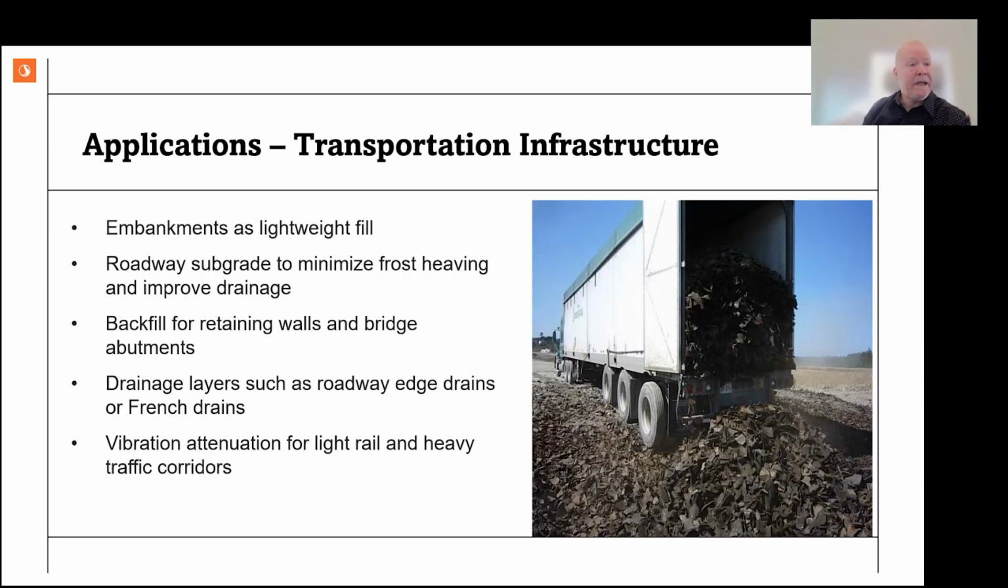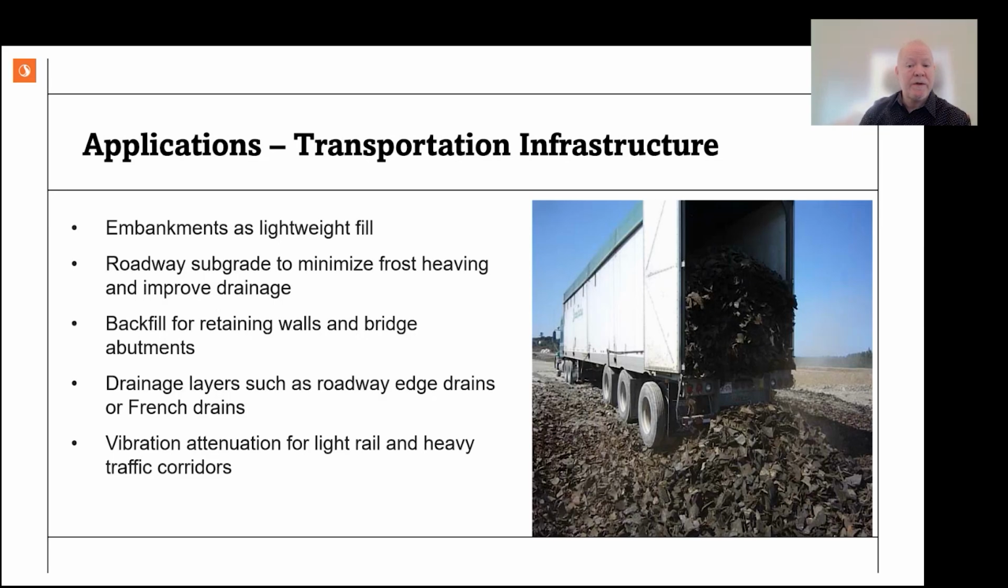So what are some of the TDA applications? TDA is not a new concept. It has been used widely and successfully across Canada and internationally for decades. In transportation projects, TDA is typically used where its lightweight, drainage, and flexible properties solve specific infrastructure challenges.